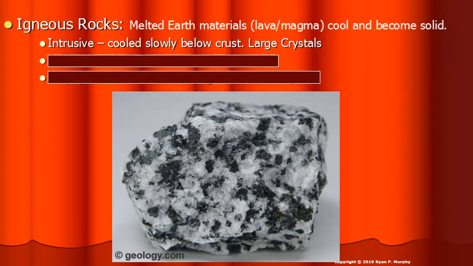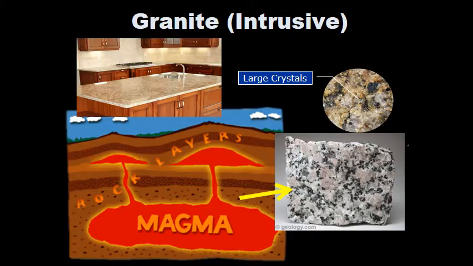So the longer period of time that they have to grow, the bigger they get. Make sense? So if they cool very slowly, like in a very warm place, like underground near some magma, they have a long time for those crystals to grow, and the crystals get really big. Those are called intrusive. Think inside the earth.